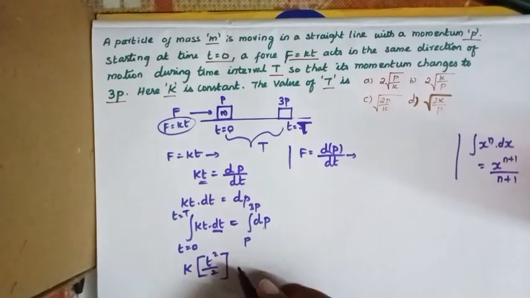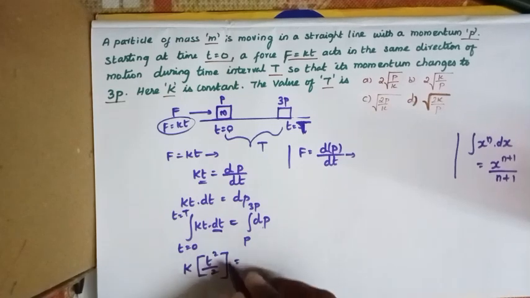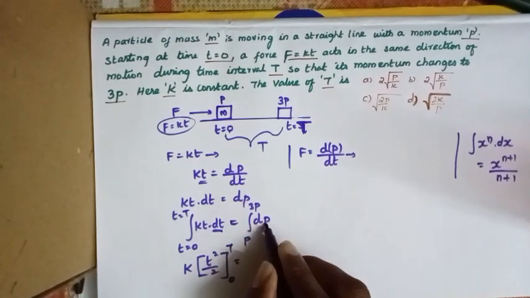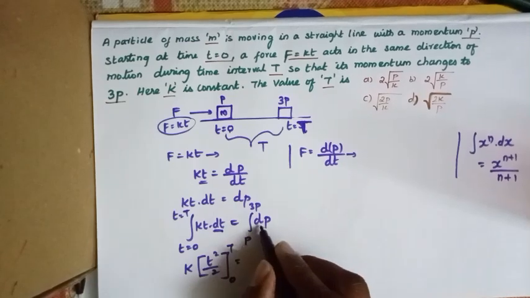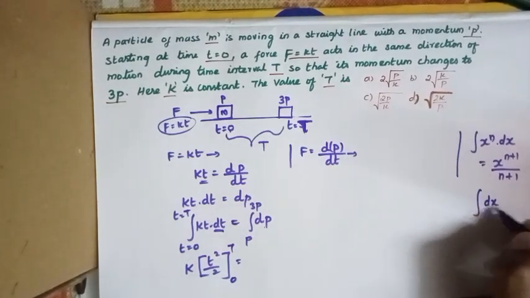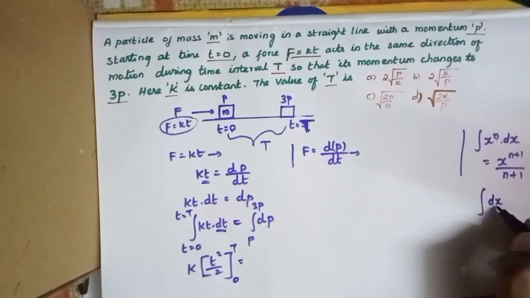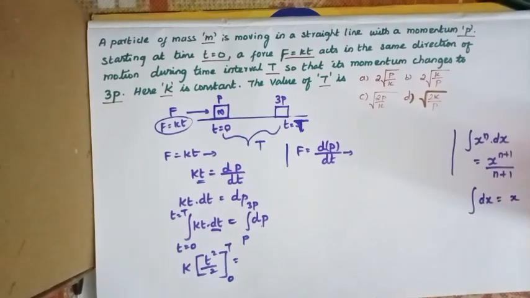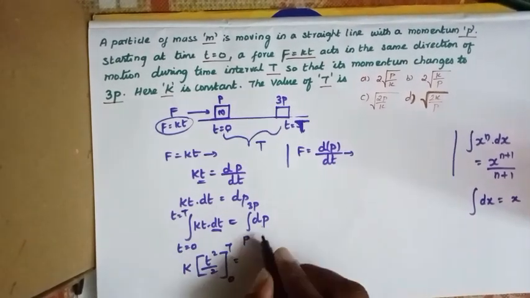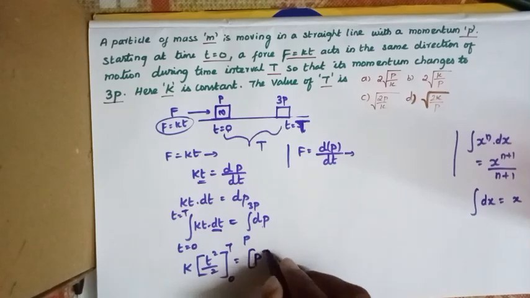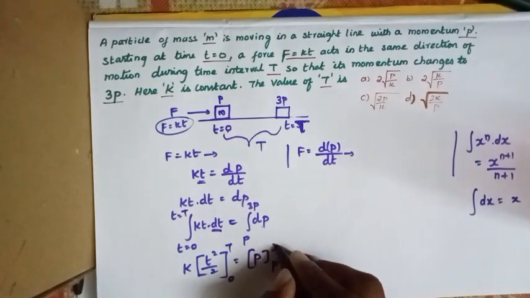Now on the left hand side, write the limit also. Integration of dx becomes x, so integration of dp becomes p. Generally if you have only one variable without any expression, we have to write the term alone. So do the same thing here, just write the variable p, where the lower limit is p and the upper limit is 3p.